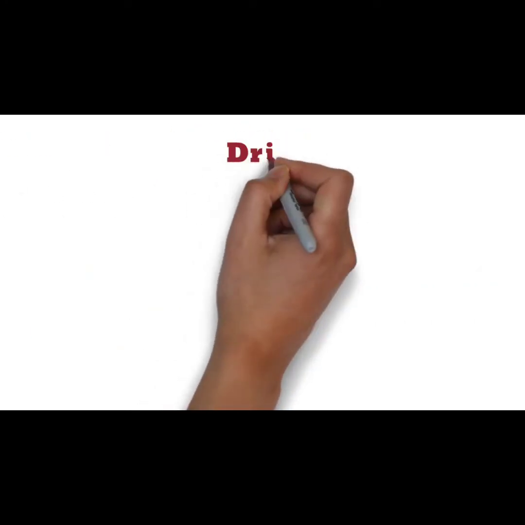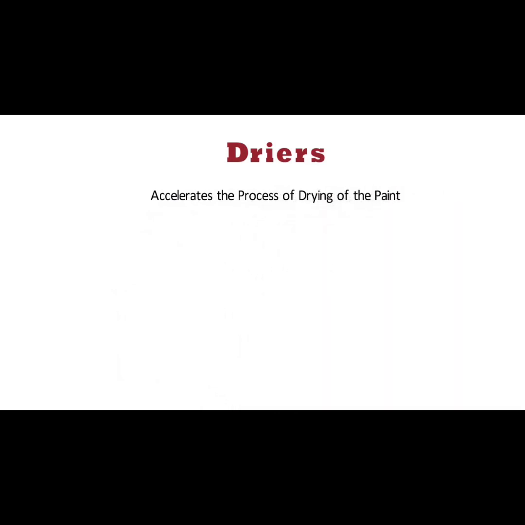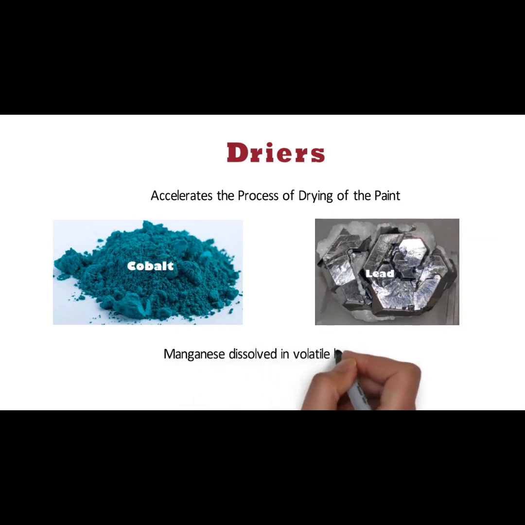Number 5. Dryers. It accelerates the process of drying of the paint. Substances like cobalt, lead, manganese dissolved in volatile liquids are used as dryers.